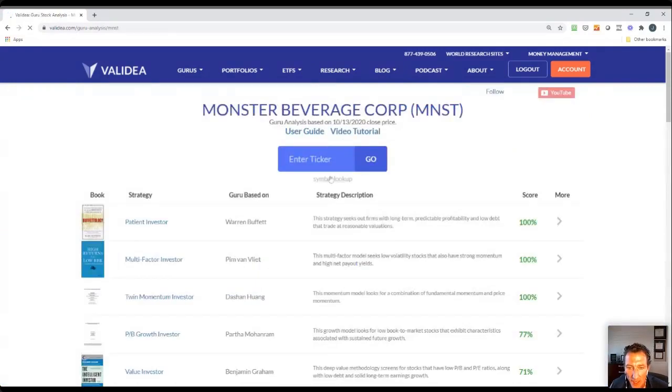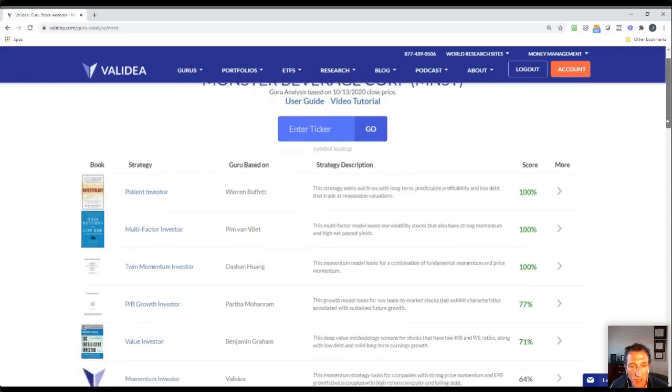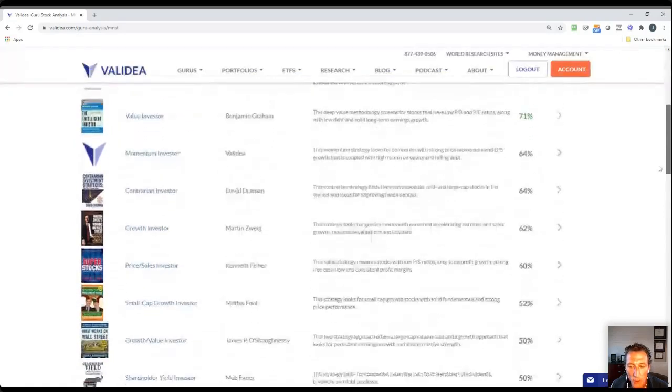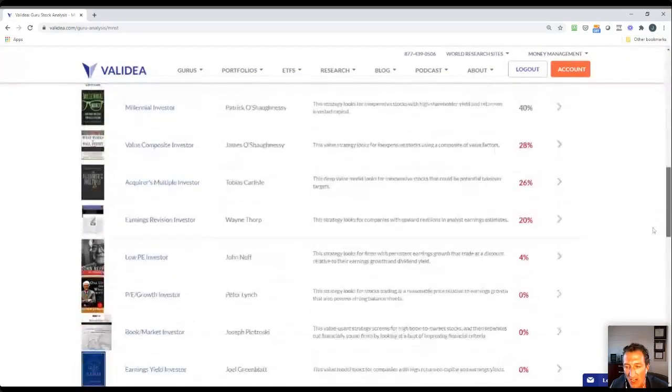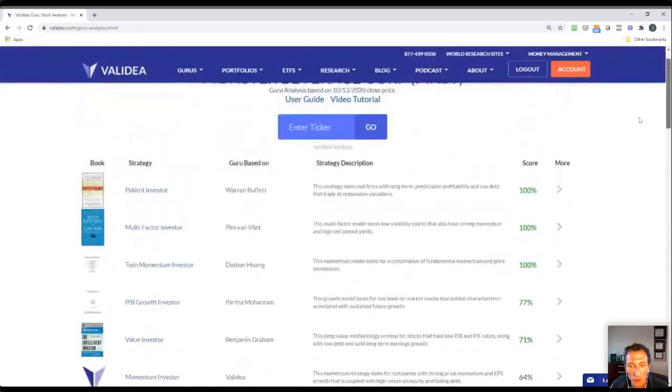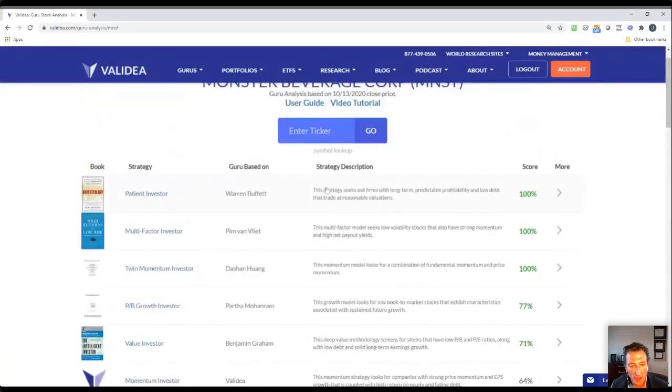So what I did is I typed in the ticker symbol for Monster Beverage, and it brought me to this page, which is basically a summary page. So what you're seeing here is all the guru strategies on Validea and how the stock scores according to each of our models, with a little strategy description. This page will always be available to you whether you're a subscriber or a non-subscriber. And this is really just giving you the score, and a quick snippet, if you will, of what goes into the strategy. It's not showing you any of the detail, but we'll look at that in a minute.